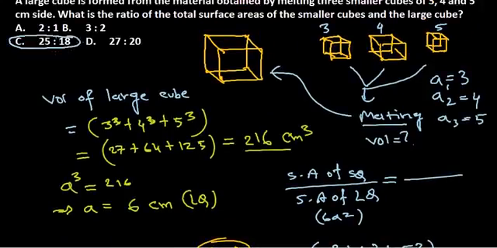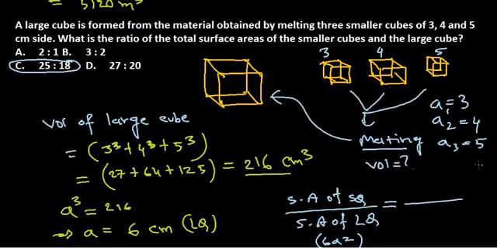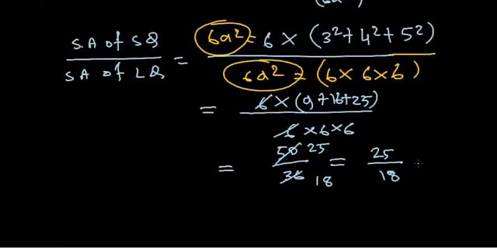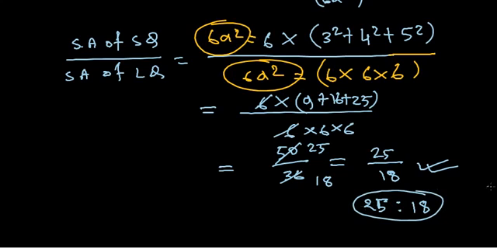We are having an answer of C. So yes, the ratio of the surface area of the smaller cubes and the large cube is 25 is to 18, and that's the answer we actually get here, right? The ratio here is 25 is to 18, that is the correct answer. That's how we get the answer.